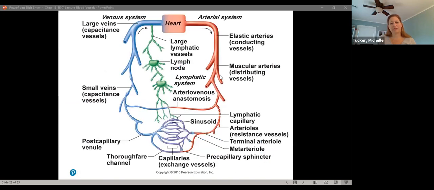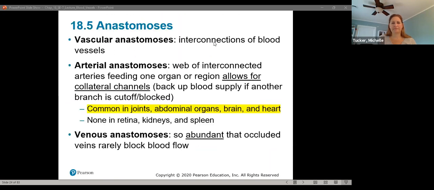This is a nice pretty picture of a complete circuit. The heart is the pump. Then we have our arterial system, capillaries, veins.